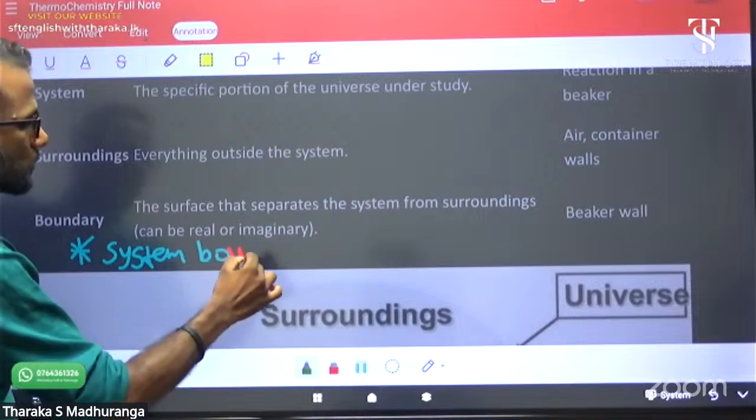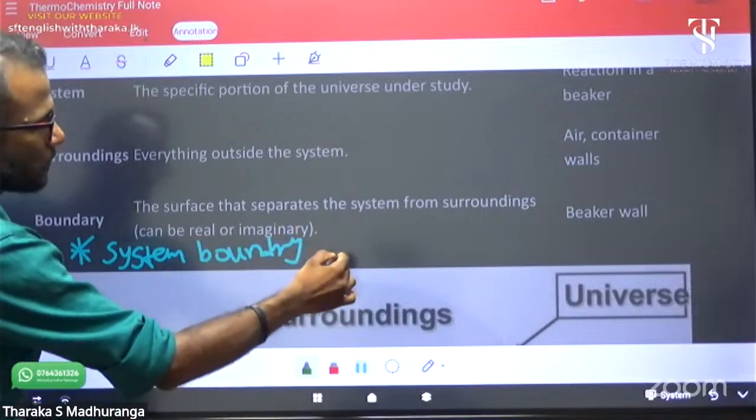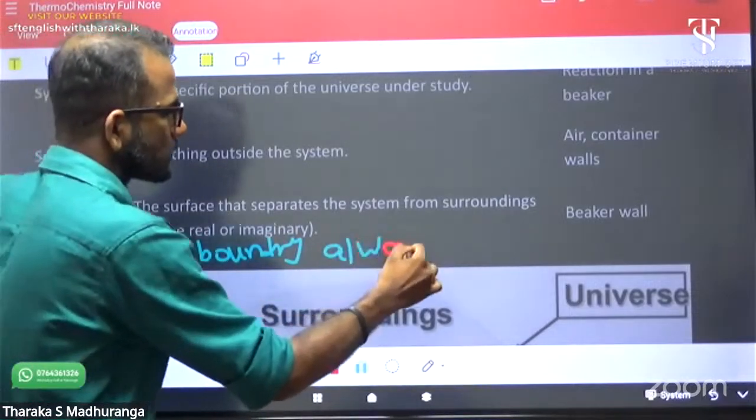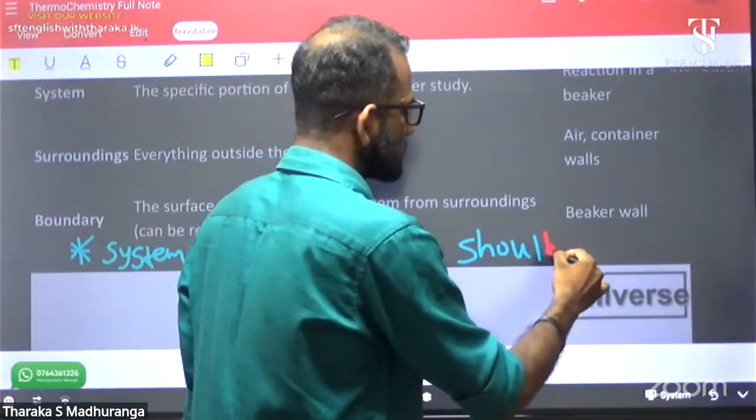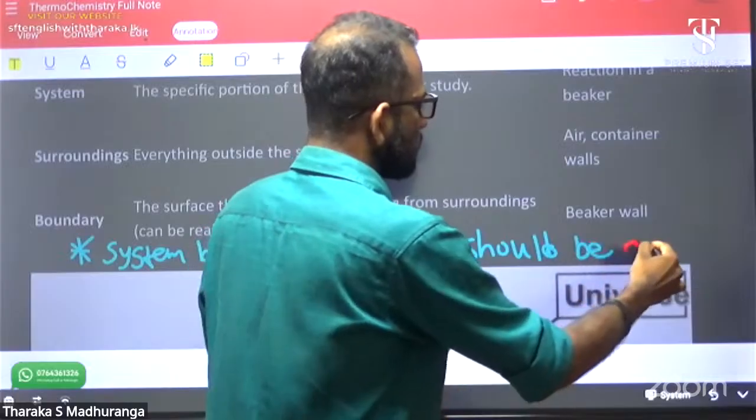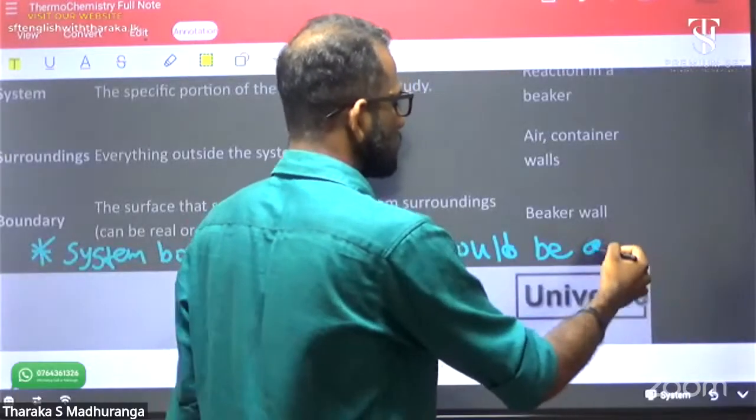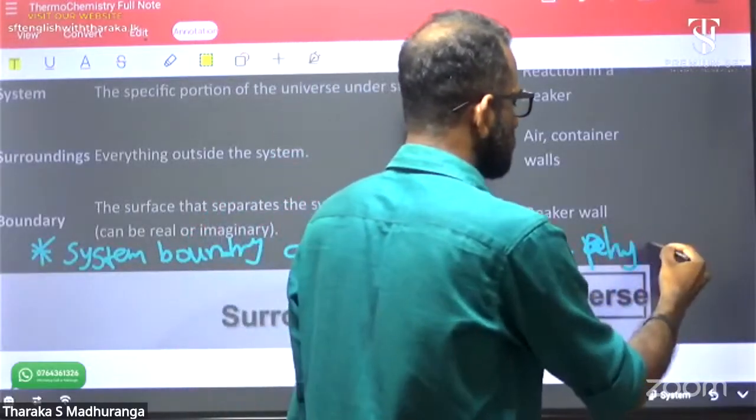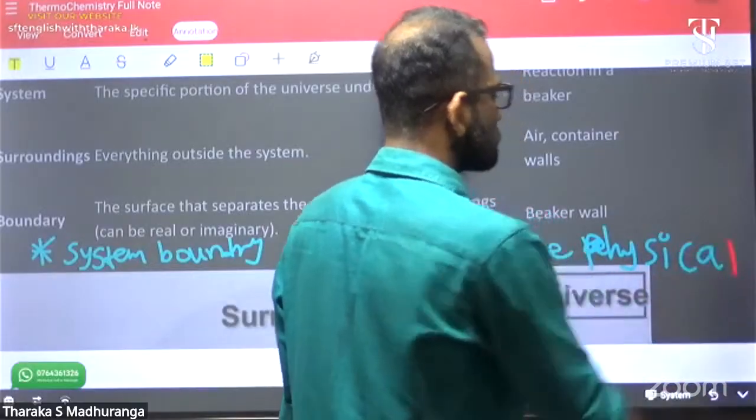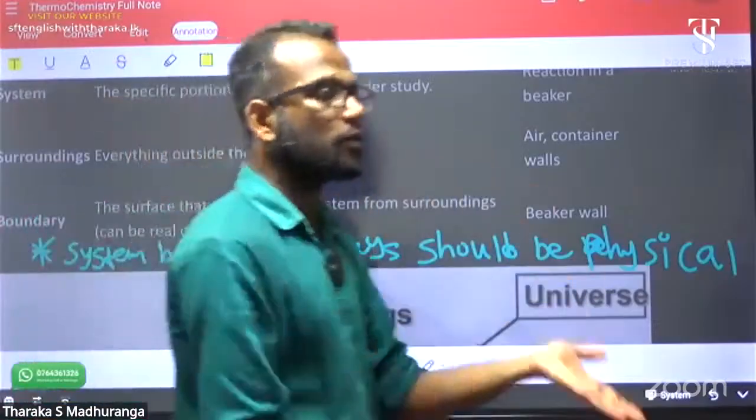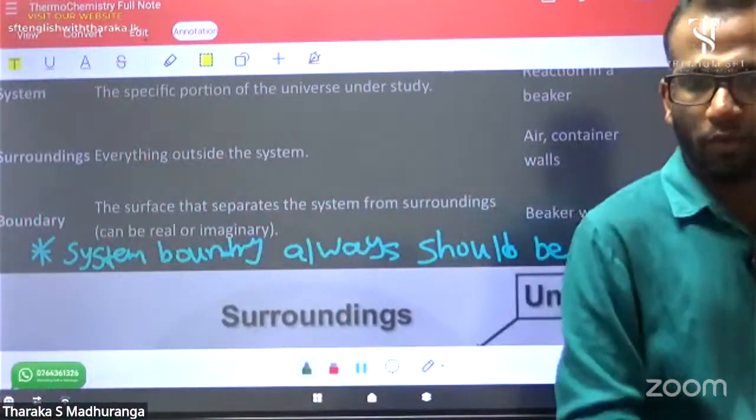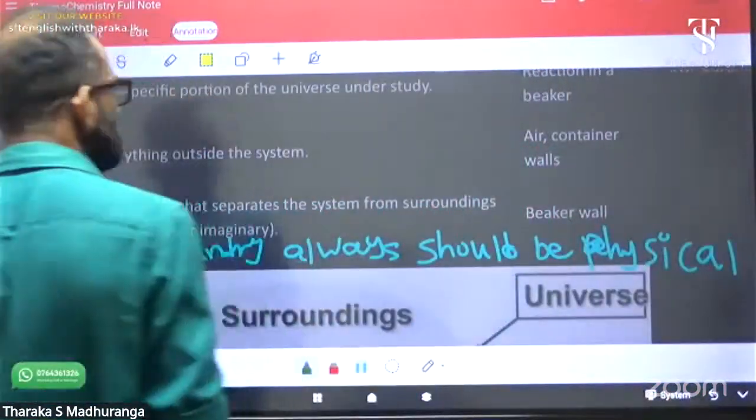System boundary: should it always be a physical barrier? No, sometimes it is physical.